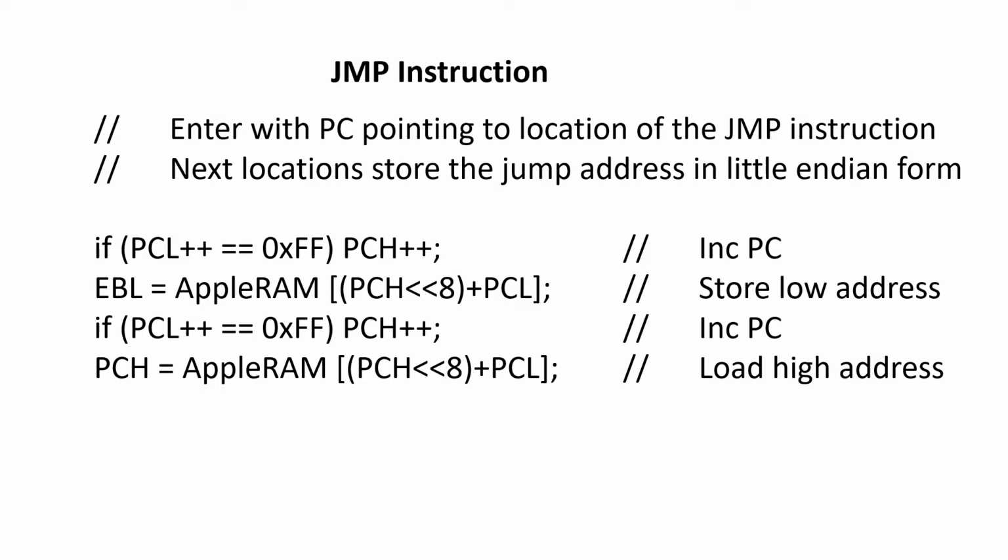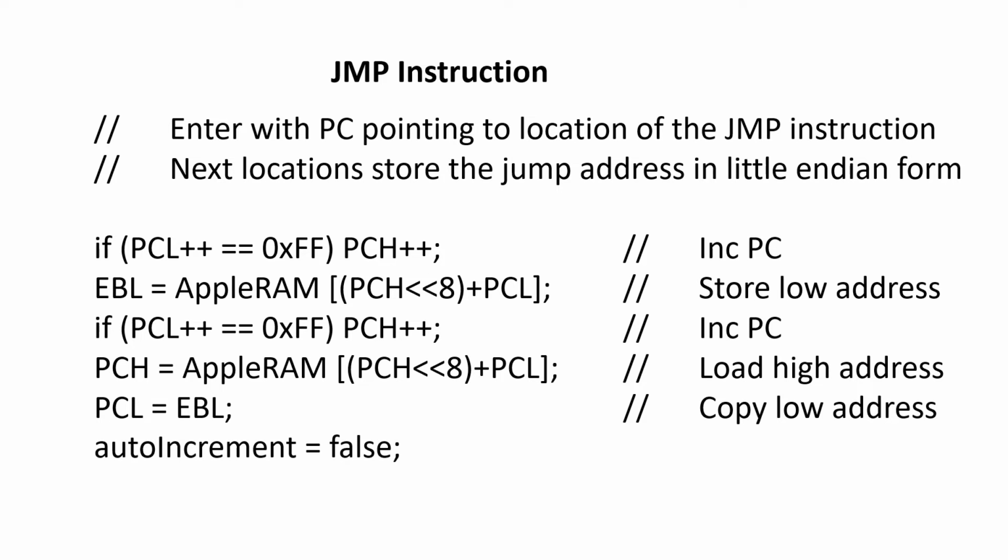Now we have the upper byte of the new address in the PCH variable, and the lower byte in the EBL variable. Now all we need to do is transfer EBL into PCL. The PCH variable and PCL variable hold the address of the next instruction. So we don't want the auto increment during the next fetch cycle. Thus, we set auto increment to false, and the next fetch will be from the location currently in the program counter variables.